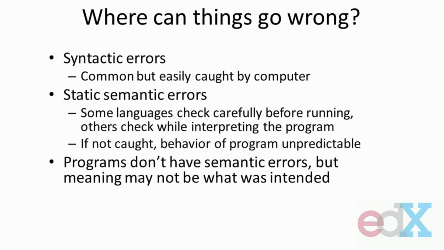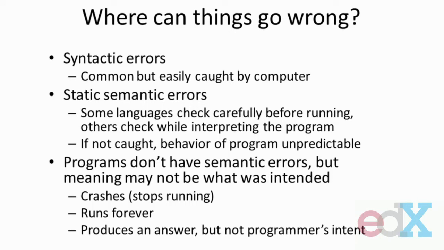Finally, as we suggested, programs don't have semantic errors in the sense that there is a meaning associated with the program if it is syntactically and statically correct. But the meaning may not be what was intended. And so what are common problems? The program crashes, or said a little less bluntly, stops running. That's because we made an error of some sort that causes a problem inside of the machine. The program runs forever, or at least until we get tired of it and hit a particular command to stop it from running, because it's entered, for example, into an infinite loop. Or perhaps the most troubling is that the program may actually produce an answer, but it's not what we intended. And we're going to talk throughout the term about how to guard against those kinds of errors by practicing what we call defensive programming.